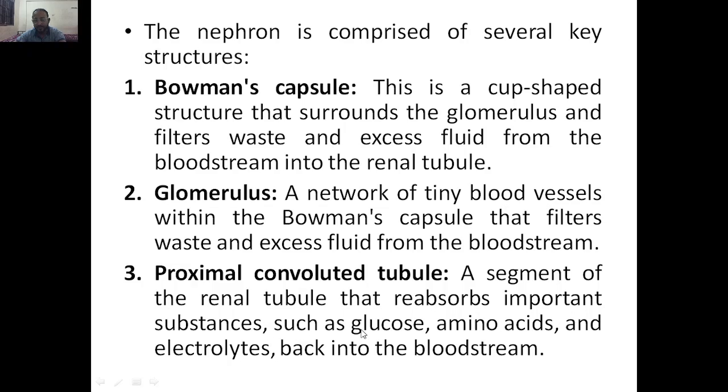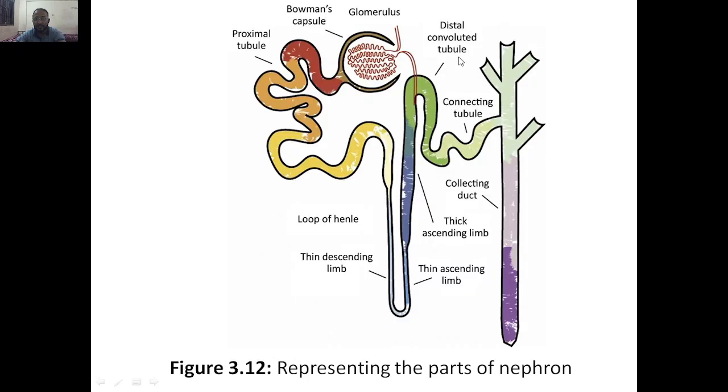The proximal convoluted tubule is a segment of a renal tubule that reabsorbs important substances such as glucose, amino acids, and electrolytes back into the bloodstream. So this particular tubule, what it does, it reabsorbs. Filtration is done here from the nephron. Now reabsorption is nothing but what? That is the second property of the nephron that we studied in the previous slides.